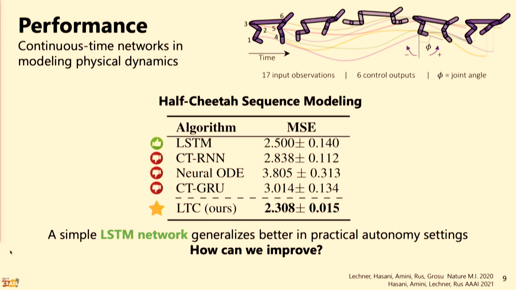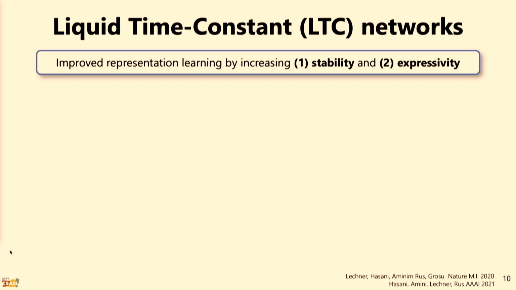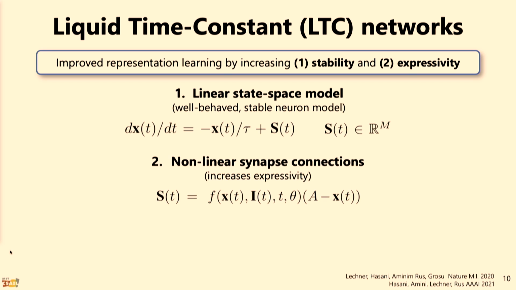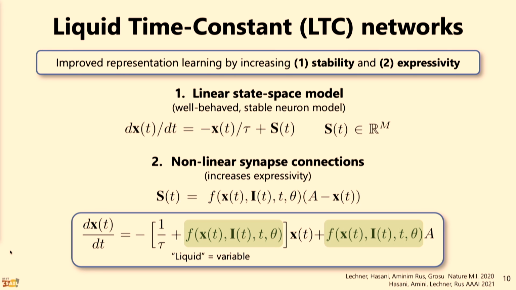Okay, so how do we achieve this better performance? Well, we achieve it with two mathematical innovations. First of all, we change the equation that defines the activity of the neuron. We start with a linear state space model, and then we introduce non-linearities over the synaptic connections, and when we plug these two equations into each other, we end up with this equation. What's interesting about this equation is that the time constant that should go in front of x of t is actually dependent on x of t. This allows us to have neural network solutions that are able to change their underlying equations based on the input that they see after training.